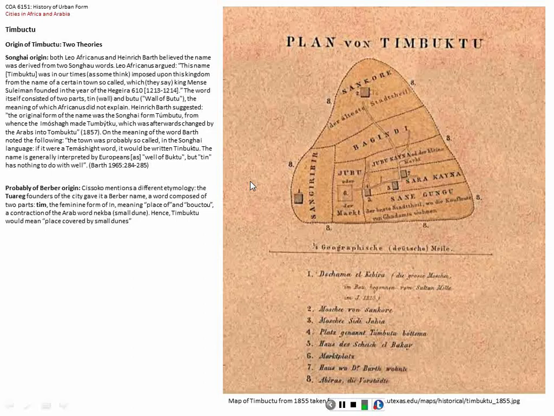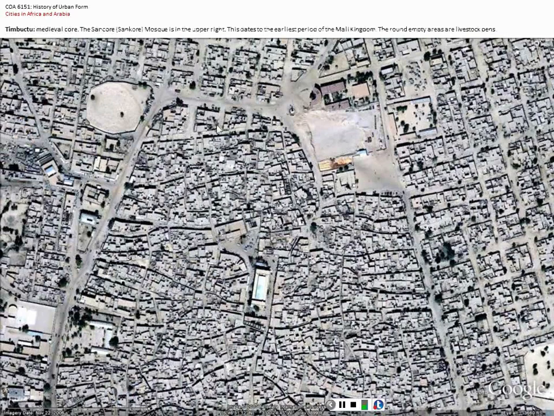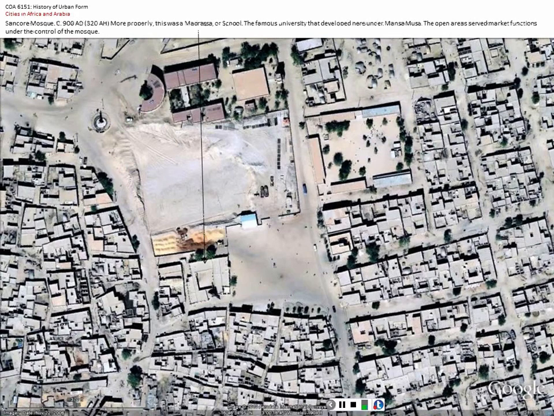Actually, his map is not all that bad. If we zoom in on that, what we see again is that same structure, these long kind of super blocks. We have primary streets, we have secondary streets, and then we have these little tertiary streets that dead end into the core of these larger blocks. This is actually the site of the madrasa, or the school, with this famous university that developed under Mansa Musa. And the open area served market functions under the control of the mosque.